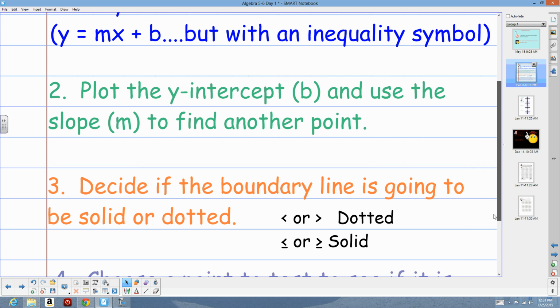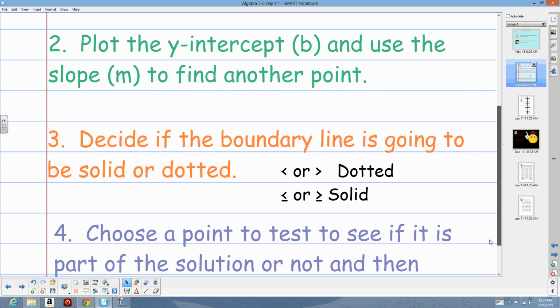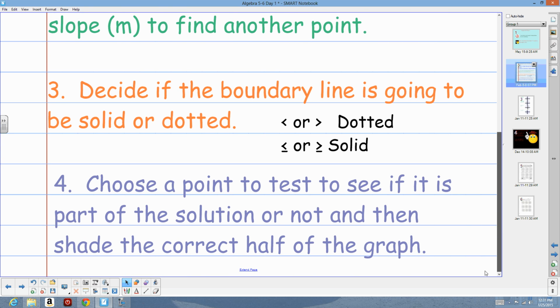And then you'll connect them, but you'll have to decide if the boundary line is going to be solid or dotted. If it's a less than or greater than symbol, it'll be a dotted line because it will not include the points on that line. If it's a less than or equal to or a greater than or equal to, you will use a solid line because the solution will include the numbers on the line.